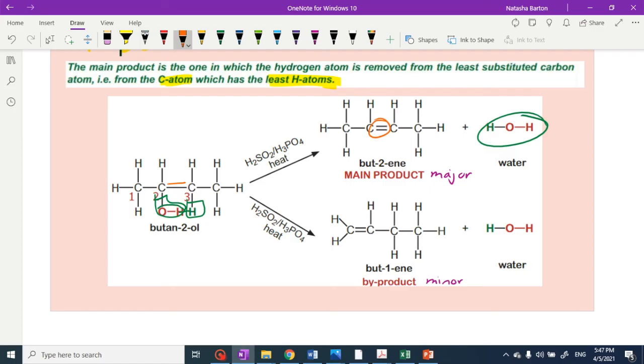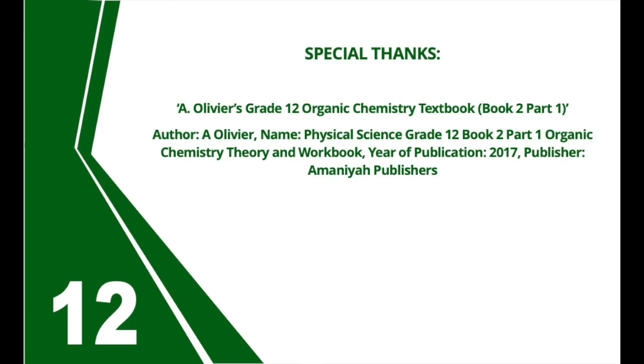The minor product will form by not following Zaitsev's rule. So instead of taking away this hydrogen atom, we'll take away this one. And our minor product will then be but-1-ene, because our double bond will be over there. But we'll still have water as our byproduct in this reaction.